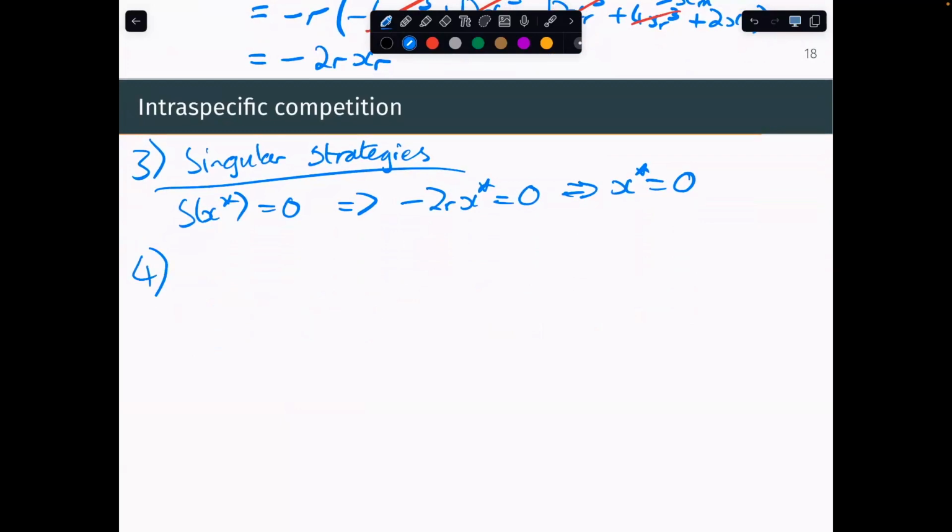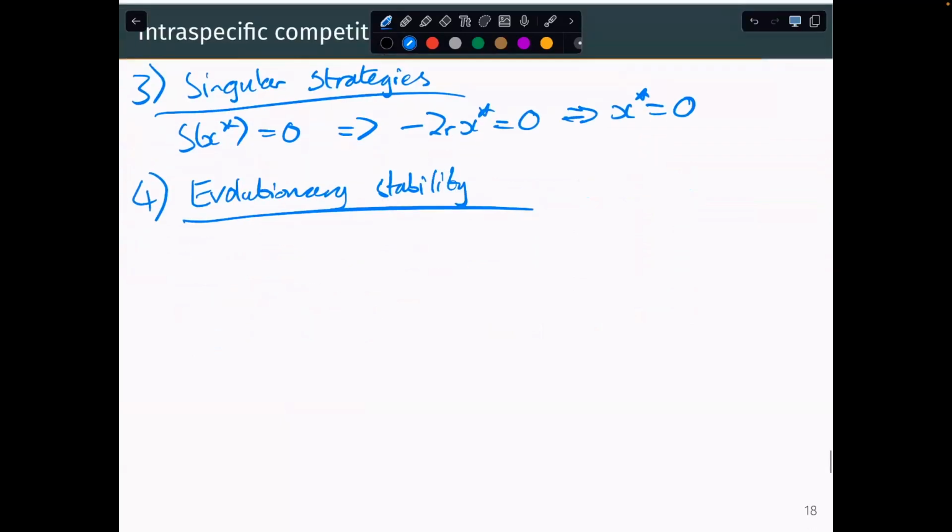What's the fourth stage? Fourth and final stage as far as we're concerned today: check for evolutionary stability. Again, this is going to be a little bit messy. We're now going to have to find our second partial derivative of our invasion fitness with respect to xm.